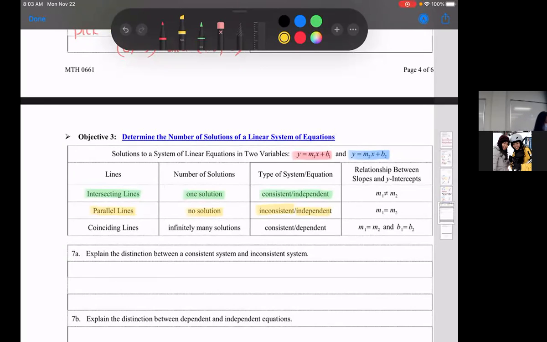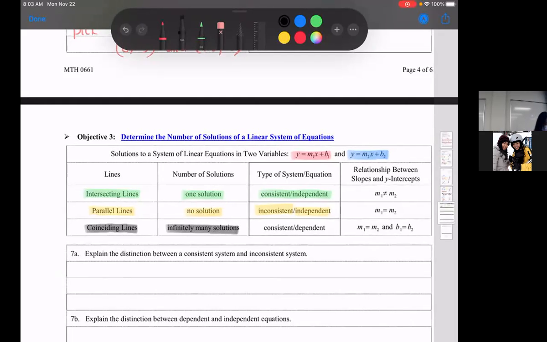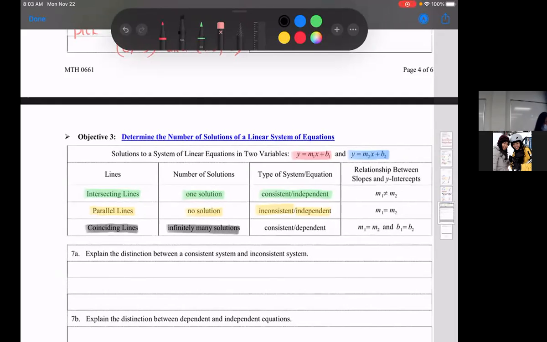If you have 2 lines overlapping, maybe I'll highlight in black here. If the 2 lines are coinciding, meaning they're overlapping, then you have infinitely many solutions. You have a solution, so it's consistent, and because they're overlapping, we call that dependent. If the 2 lines are the same, then the slope and the y-intercept are going to be the same. Whatever slope and intercept one line has, the other has the same. They lie on the same path.